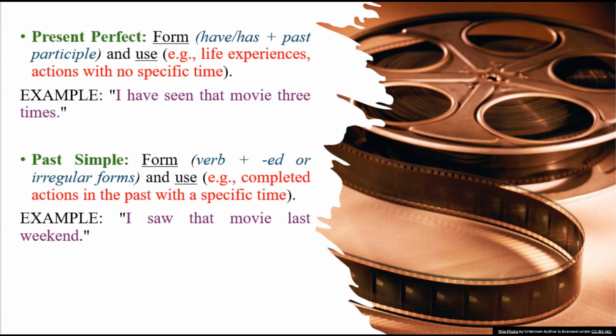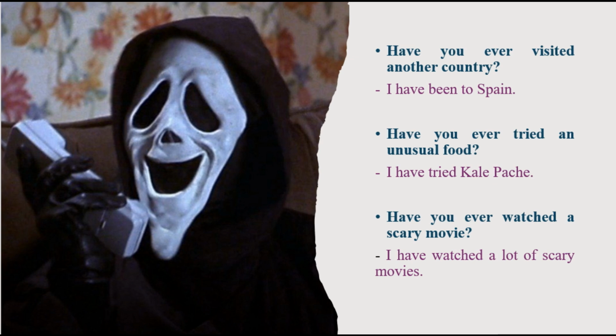You are not sure that you are not going to Spain, for example. In the previous example, I told you I have been to Spain, but I might go to Spain again. It's not like I went to Spain one time and I'm not going there anymore. I might go to Spain. I would love to go to Spain one more time.